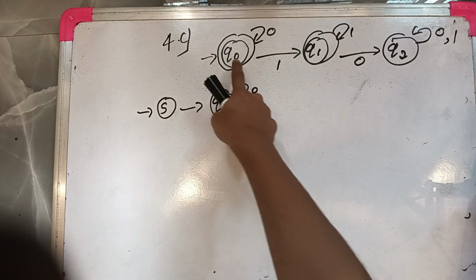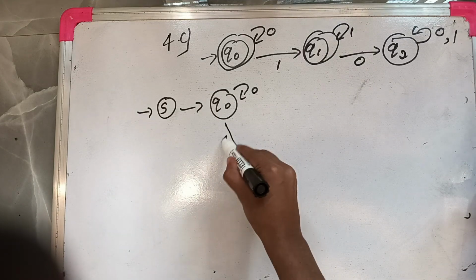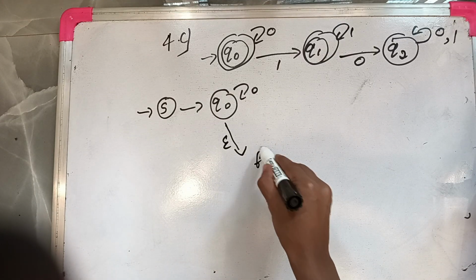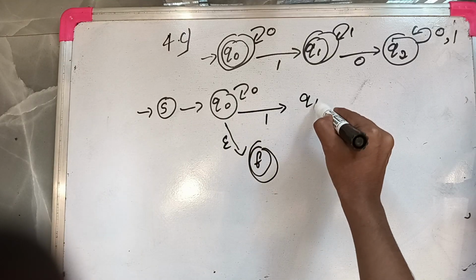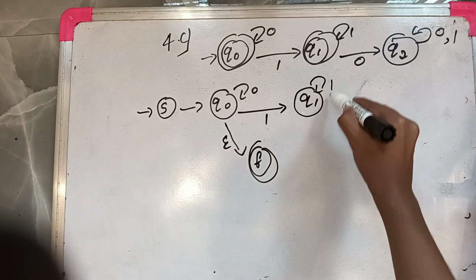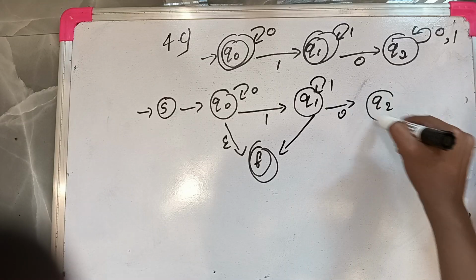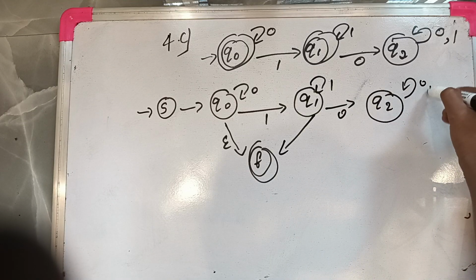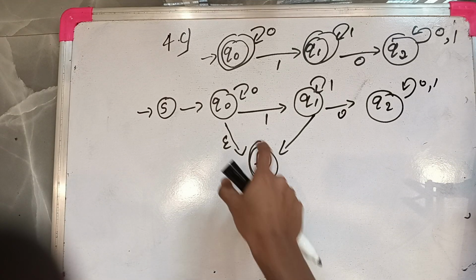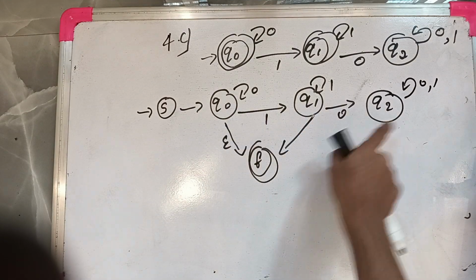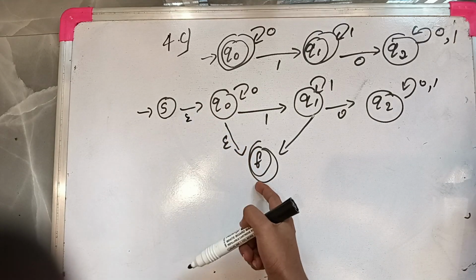New final state: here there is an accepting state, right? So we need to create a final state. Then q1 has a self loop of 1. Next this is 0, and this is q2 with 0, 1. Then we need to eliminate the states one by one. After that we need to find the final solution from the start to the final state.